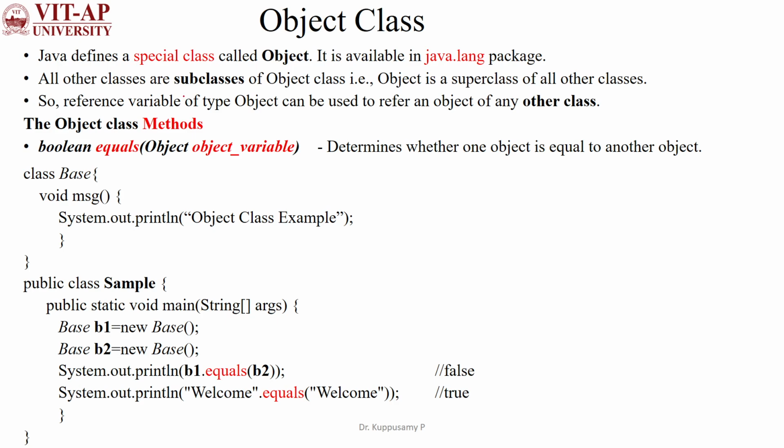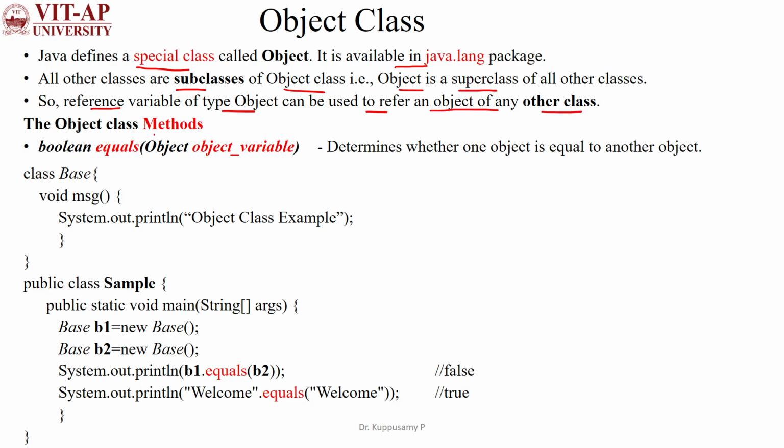Here we will see the definition for the Object class. This is a special class which is available inside the java.lang package. All other classes are child classes to the Object class, so the Object class is acting as a parent class or superclass to all other classes. Since this has the inheritance concept, a reference made for the type Object can be used to refer to an object of any other subclass.